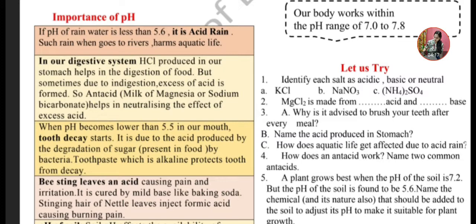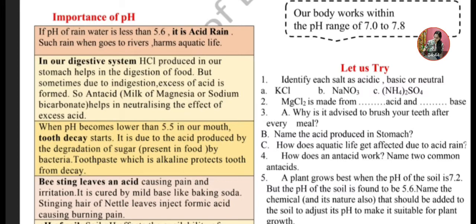How can we overcome this problem of acidity? Students, we can take antacids like milk of magnesia and sodium bicarbonate. These antacids are bases, and when acid reacts with the base, it neutralizes and we get rid of acidity. Next, when pH becomes lower than 5.5 in our mouth.